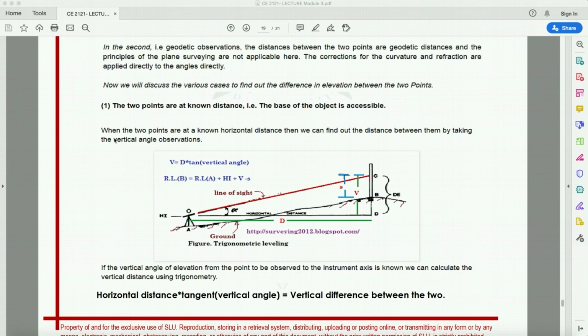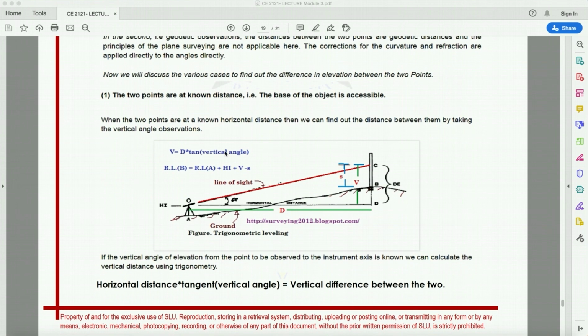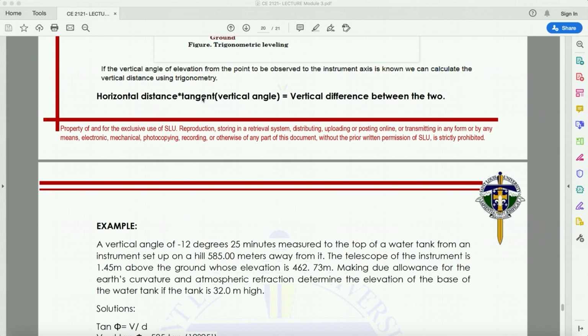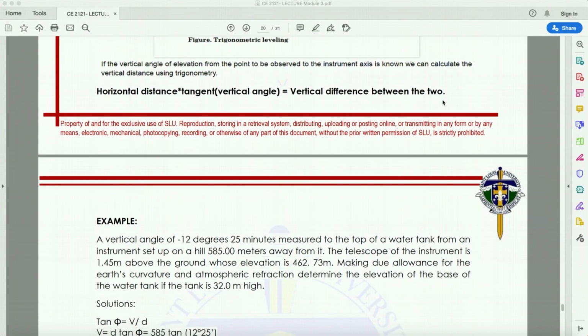So we have here the vertical angle, alpha. And we have here our instrument located at point A, and our stadia rod is located at point D. Then this is my line of sight. Since I already have my angle, then I have my stadia reading here, then I can do my computation. Okay? Horizontal distance times the tangent of the vertical angle is equivalent to the vertical difference between the two. Okay?